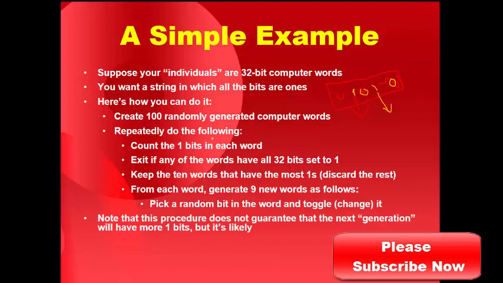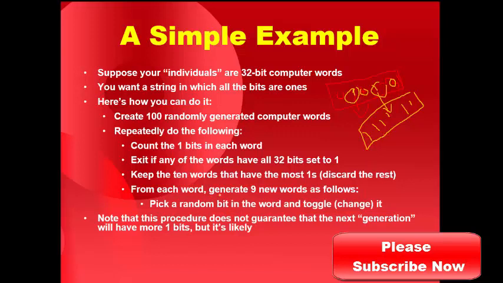Repeatedly do the following. Count the 1 bits in each word. We will count the 1 bits in each of the 100 randomly generated computer words. Exit if any of the words has all 32 bits set to 1. If all the 32 bits are 1, then we will exit with that word. Keep the 10 words that have the most ones, discard the rest. Suppose we only select the 10 words, and we will discard all the rest.